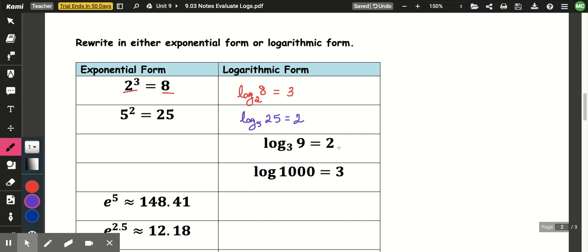And now we're going to go backwards. So now we've got the logarithmic equation, and we're going to rewrite it as an exponential. So once again, this is log base 3 of 9 equals 2. So we're going to start with the base of the logarithm, raised to the power 2, is equal to 9.